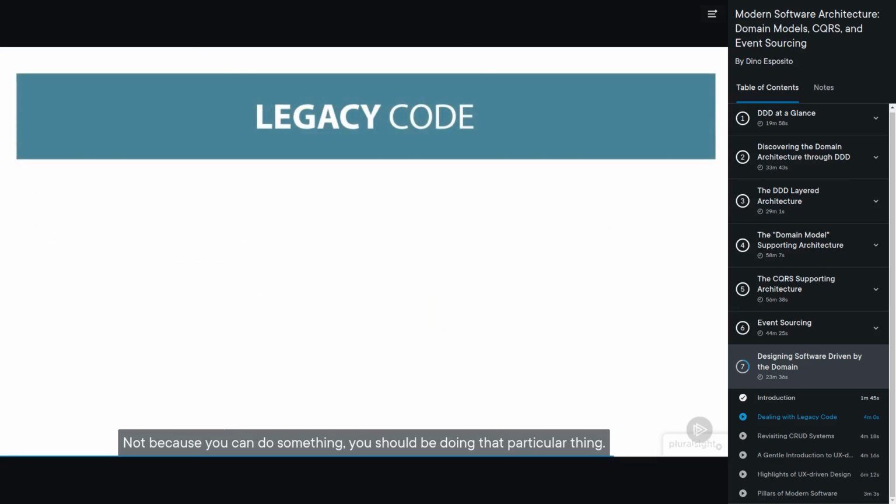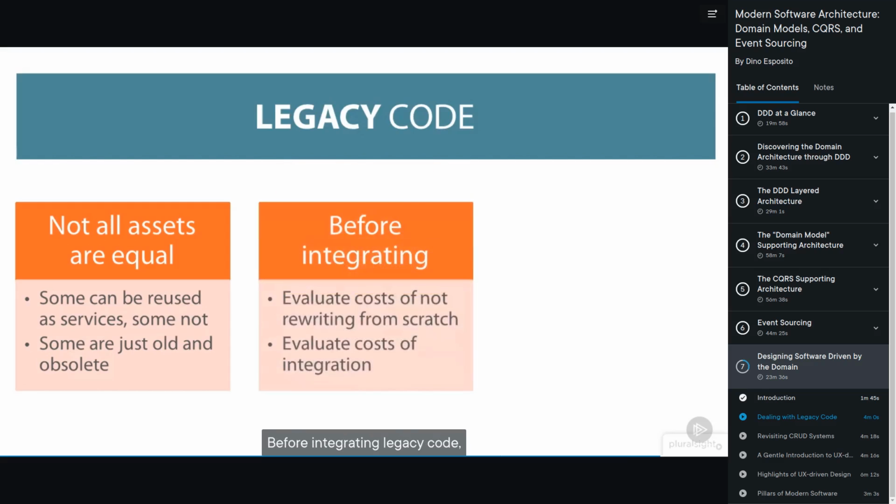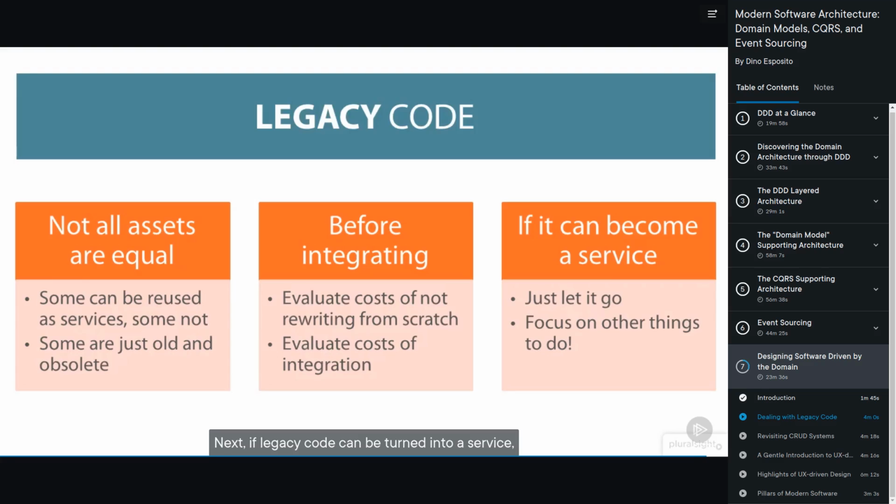Just because you can do something, you shouldn't necessarily be doing that particular thing. Not all legacy assets are equal. Some can be reused as services, some not. Some are just old and obsolete. Before integrating legacy code, make sure you carefully evaluate the costs of not rewriting from scratch and also the costs of integrating legacy code as a service. Next, if legacy code can be turned into a service, then just let it be and focus on other things to do.